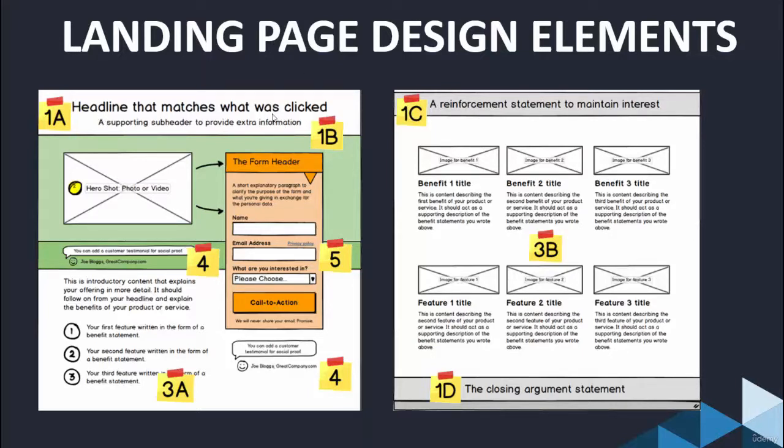So here's the headline, here's the supporting headline, here's the hero shot, and then you have the form header. This is where they're putting in their information, a nice big call to action button, and then you have some social proof. Then you tell them a little bit about what this is in more detail, some benefits, and then another social proof testimonial right here as well. Now, this is essentially above the fold, this first page, and this is below the fold.